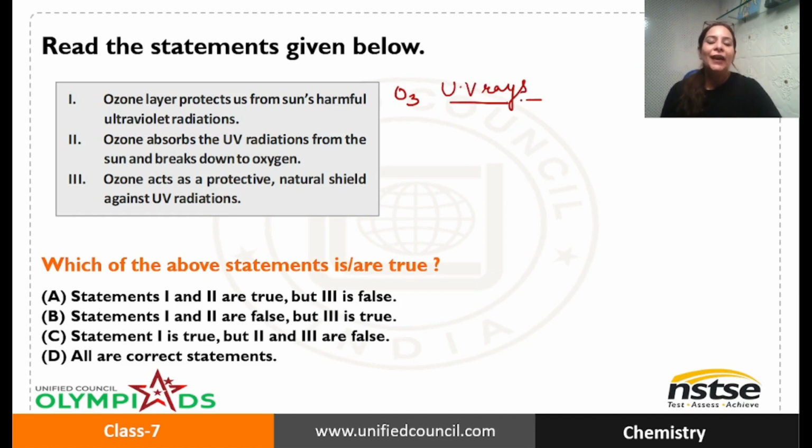It helps in preventing the rays from reaching the earth, because ultraviolet rays are harmful to us. They may cause skin cancers, they may cause eye disorders. They are harmful to us in many ways. So the ozone layer prevents those rays from coming to earth. That means this statement is correct. Ozone absorbs the ultraviolet radiations. They absorb ultraviolet and break down to oxygen. Yes, it breaks down to oxygen. Again, it's true. Ozone acts as a protective shield. Yes, because it is protecting us from harmful radiations, shielding us against UV rays.